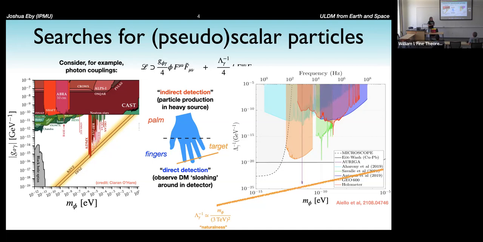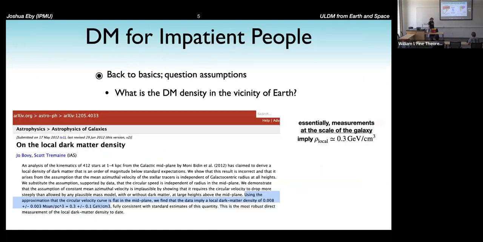So one way to think about the program that I will describe to you is: is there a way to enhance the direct searches relative to the indirect searches? In the right panel here, is there a scenario where these direct searches will be stronger than the indirect ones? And it turns out there is. It's not super crazy, but what you have to do in order to get there is just question one of the basic assumptions of all of these direct searches, which is: what is the dark matter density that we would be sensitive to at the position of our experiments on Earth?